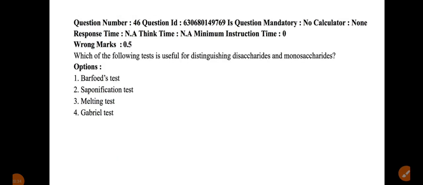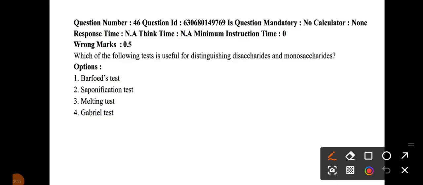Okay, the next one. Which of the following tests is useful to distinguish between monosaccharides and disaccharides? Right, a very simple question. Barfoed's test, saponification test, melting test and Gabriel test, right? You must have studied these carbohydrates in biochemistry. Barfoed's test is used to distinguish between monosaccharides and disaccharides, right?